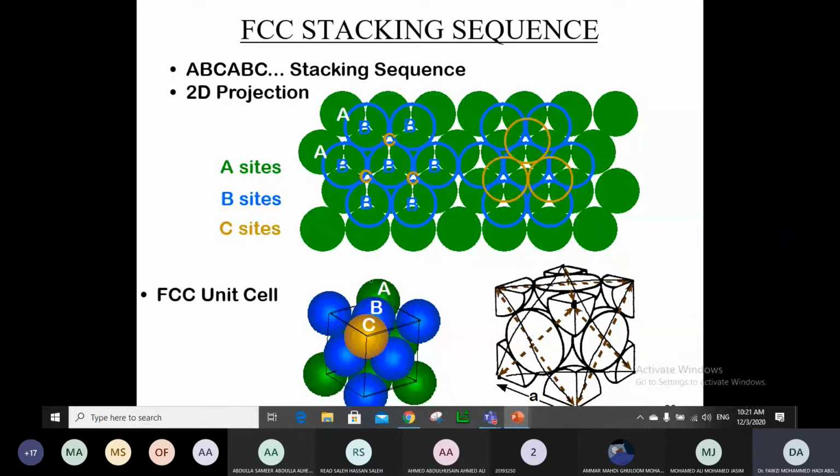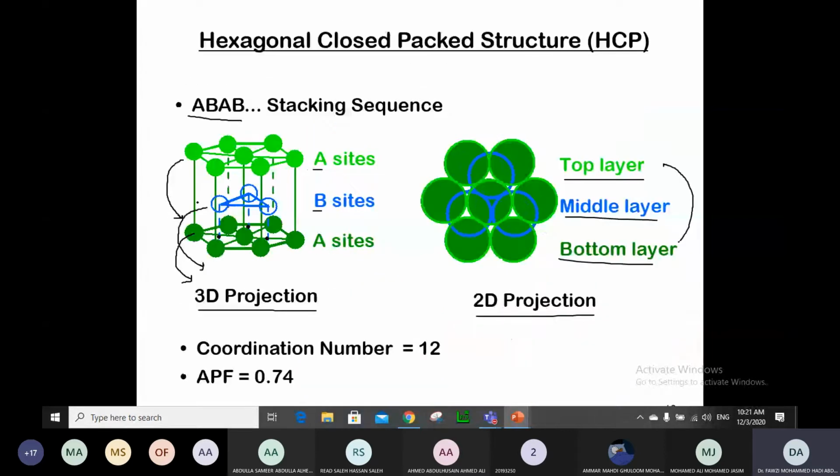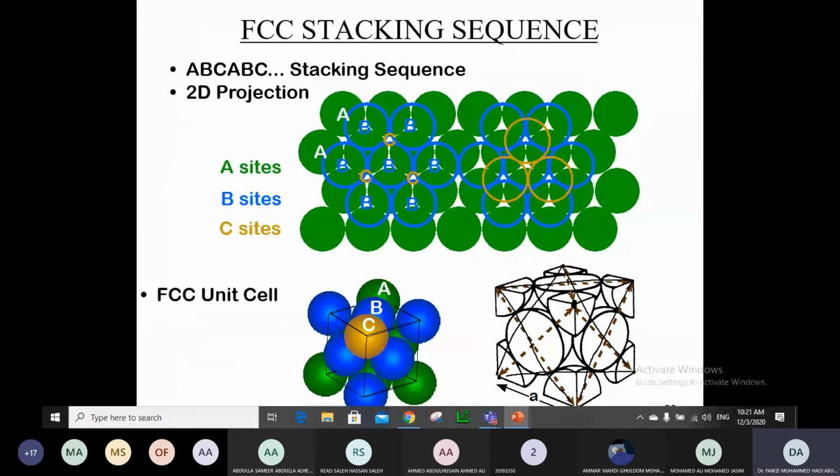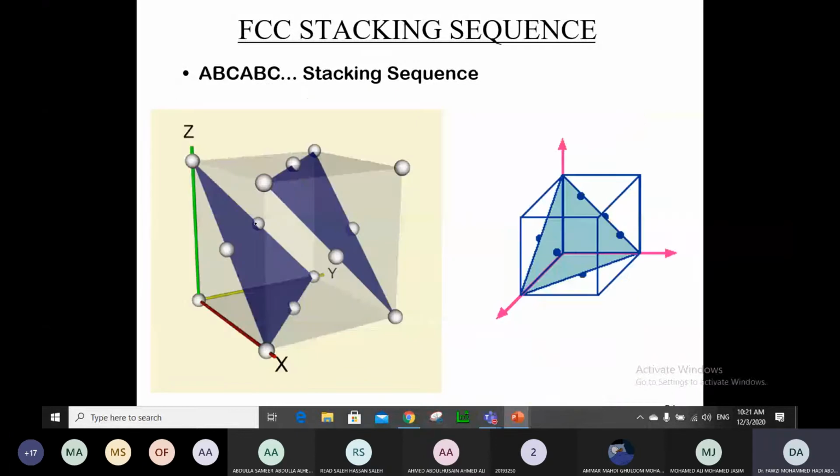This sequence continues, but of course this is in the direction of the diagonal. There it is in the longitudinal direction. This is in the direction of the diagonal. It continues like this. It has a stacking sequence, but the stacking sequence is A, B, C. It's not A, B, A, B. So it's A, B, C, and then A, B, C again, and then A, B, C again, and continues like that. A more clear 3D.